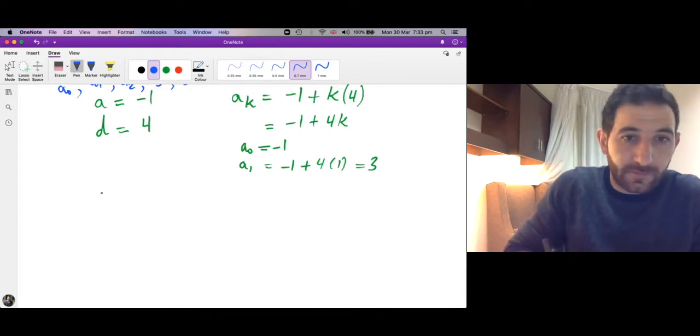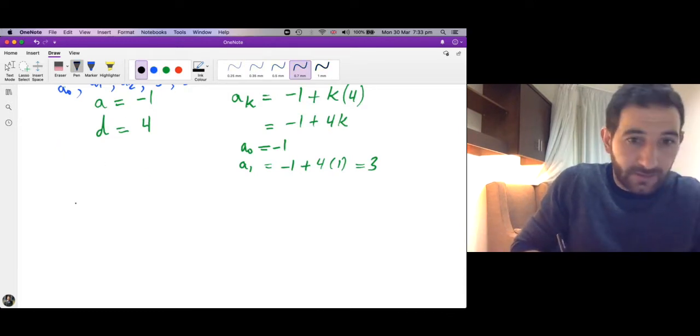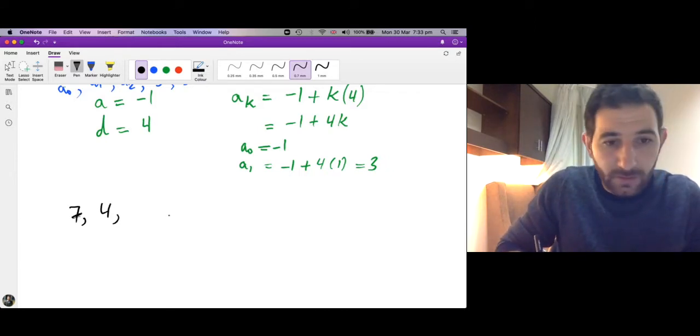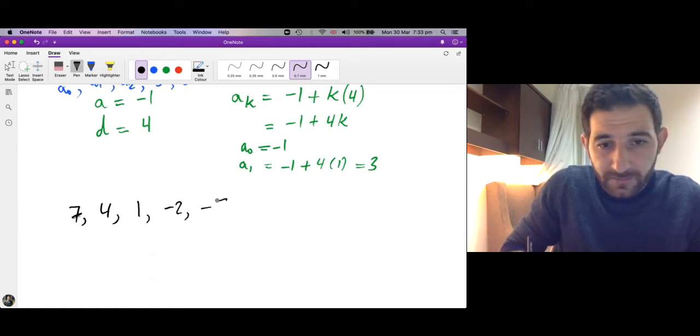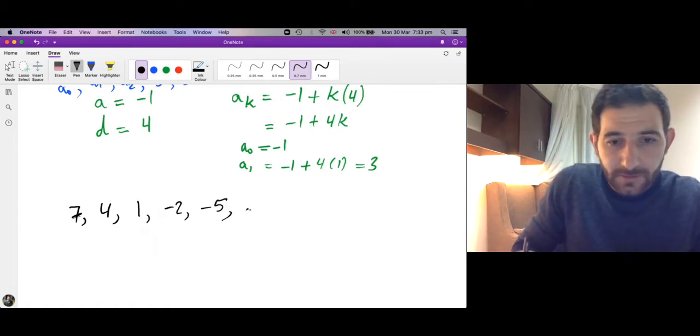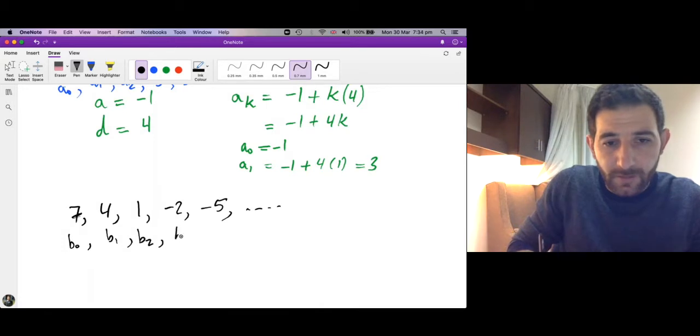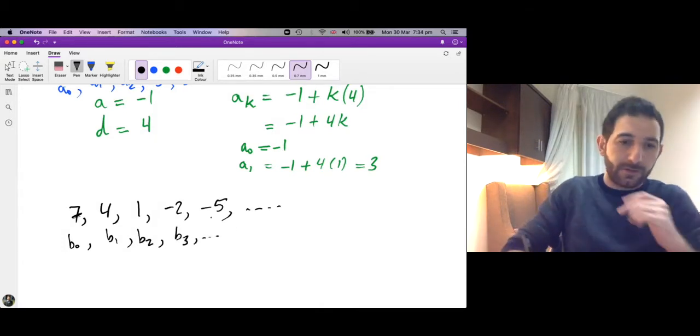Okay, you want another quick example? Look at this sequence: 7, 4, 1, -2, -5, and so on. So we can call this B0, B1, B2, B3, and so on.